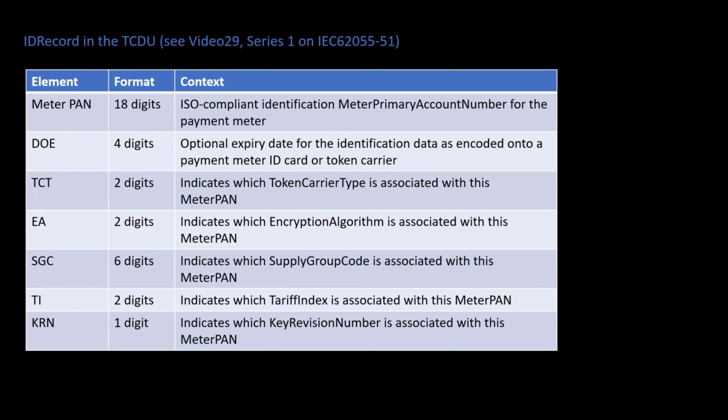The ID record is in the token carrier data unit, and for this you can see video 29 in series 1 on the IEC 62055-51 if you want any explanations of TCDU. The meter PAN is 18 digits, the date of expiry is 4 digits, the token carrier type is 2 digits, the encryption algorithm is 2 digits, the supply group code is 6 digits, the tariff index is 2 digits, and the key revision number is 1 digit.